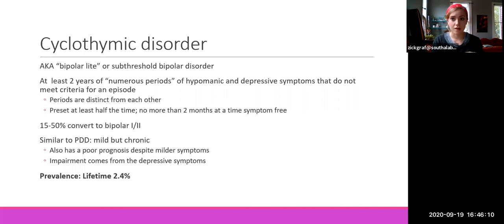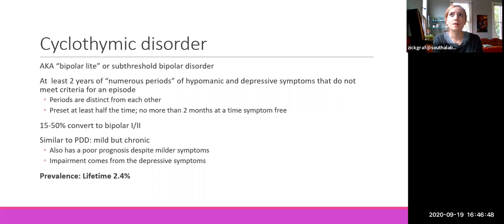So to meet criteria for a traditional depressive episode, you have to have symptoms for 2 weeks. To meet criteria for a manic episode, you have to have symptoms for 1 week. The periods in cyclothymic disorder don't have to be that long because they're not full-blown manic or depressive episodes, but they do have to be clearly distinct from each other. And sometimes they're interspersed with periods of euthymia. Just like persistent depressive disorder, the symptoms of hypomania and depression have to be present at least half the time. And you can't go for more than 2 months symptom-free to meet criteria for cyclothymic disorder.